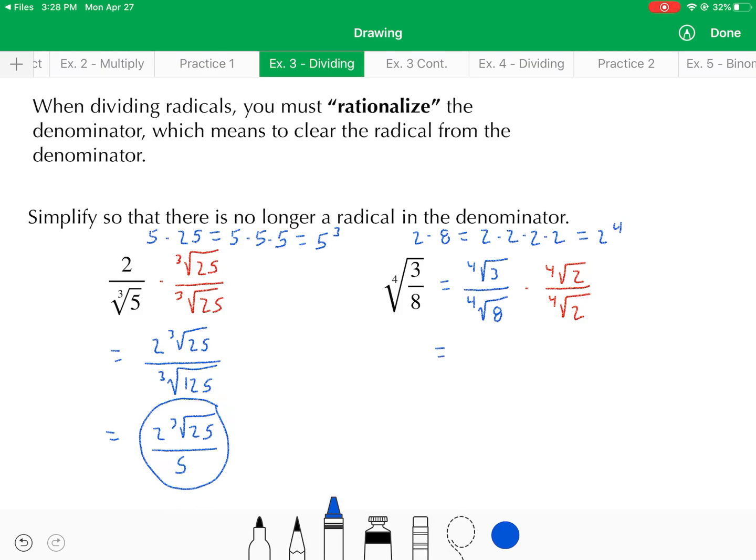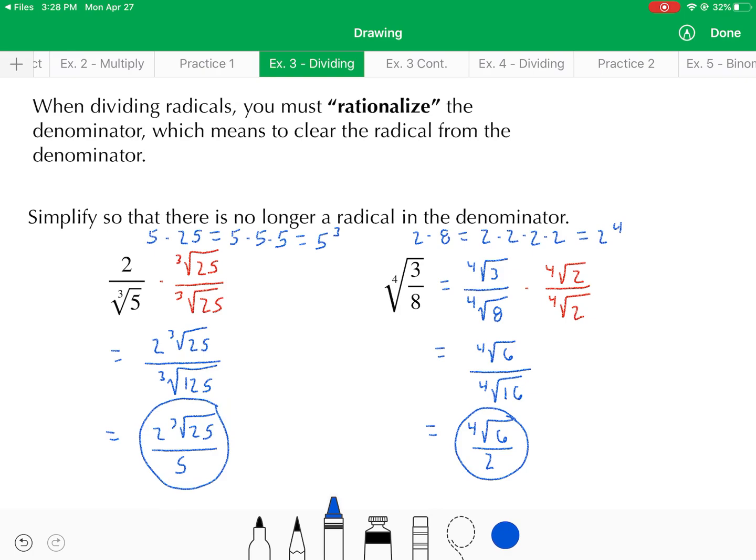All right, so multiplying 4th root of 3 times 4th root of 2, that'll give you 4th root of 6. Down below, 4th root of 8 times 4th root of 2, that'll give you 4th root of 16. Numerator will stay the same. Denominator will become 2. Now we are rationalized.